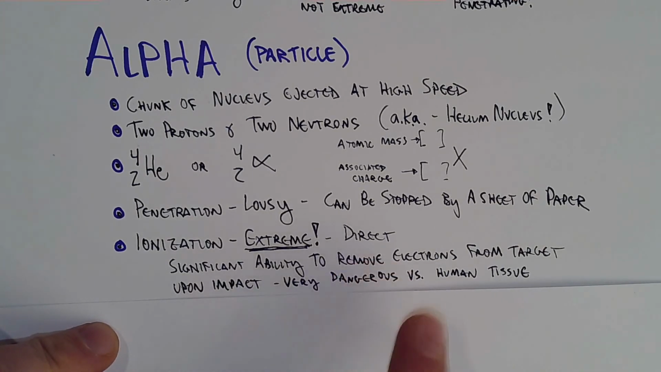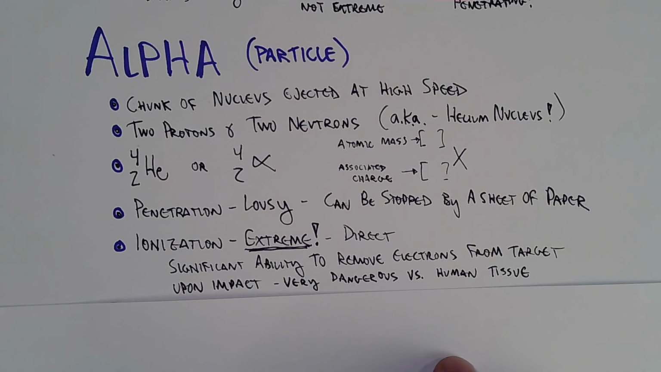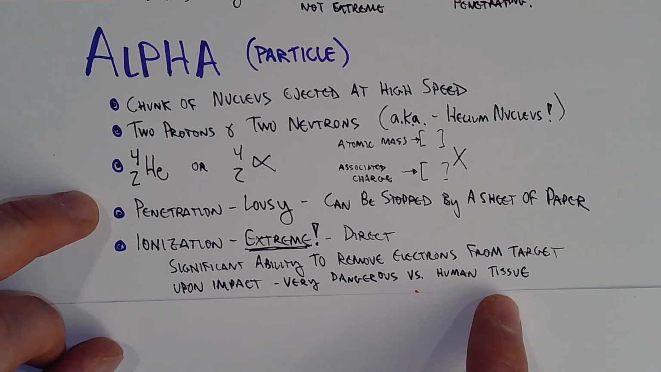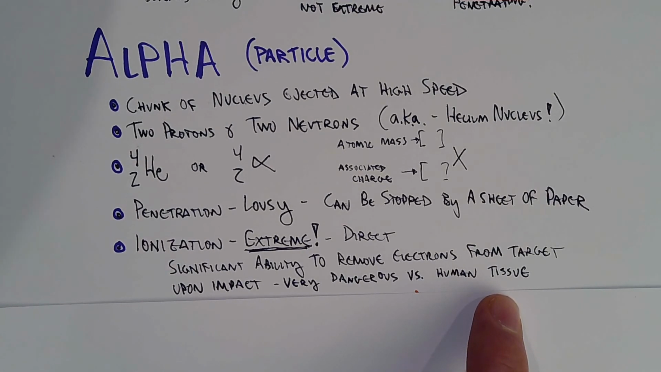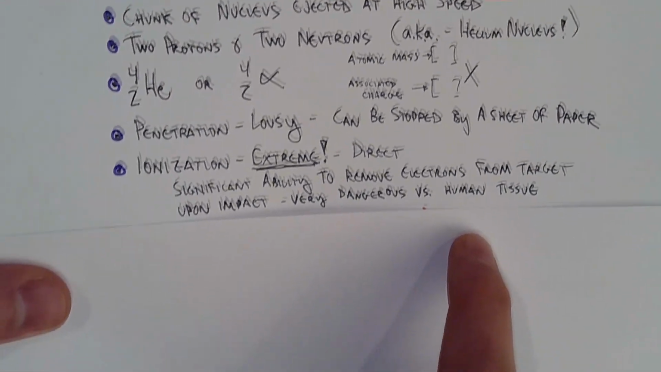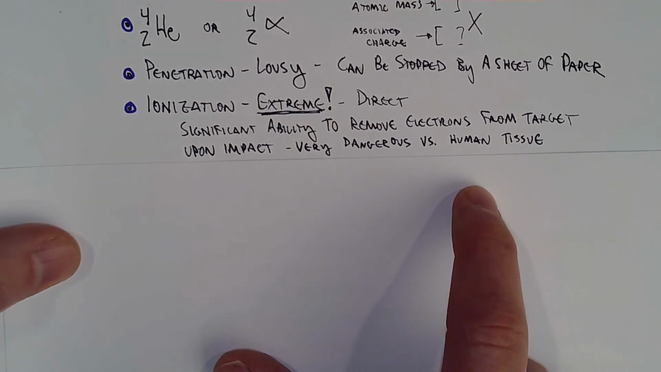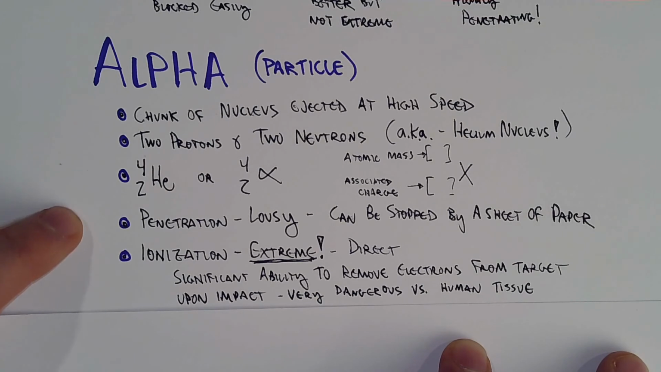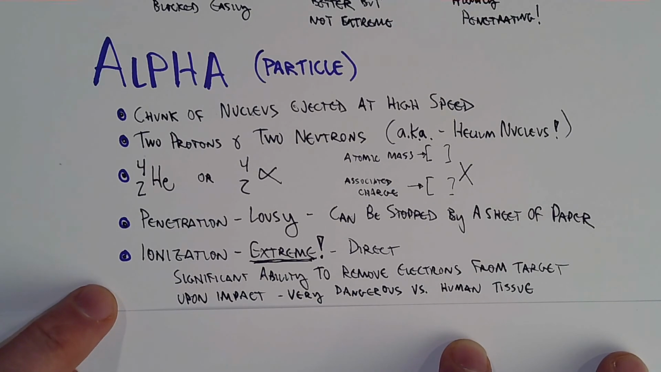It's considered direct ionization because the alpha particle interacts directly with the substances that it is ionizing. And again, generally speaking, alpha particles, even though they have very low penetration, are very dangerous to human tissue. And again, more to say about that, not in this video, but it is important to note. So alpha particle, nothing to shake a stick at. It's a big chunk of nucleus that flies out, causes a lot of damage when it hits, but it will not penetrate deeply into a substance.